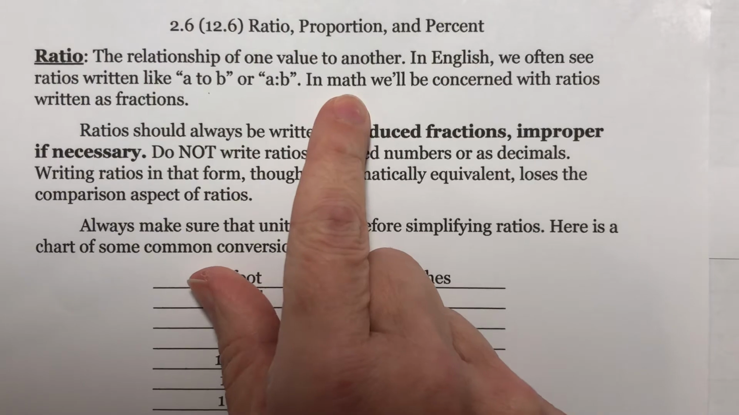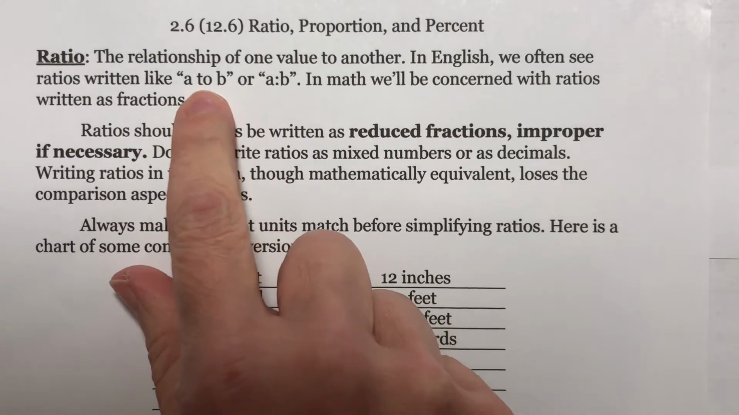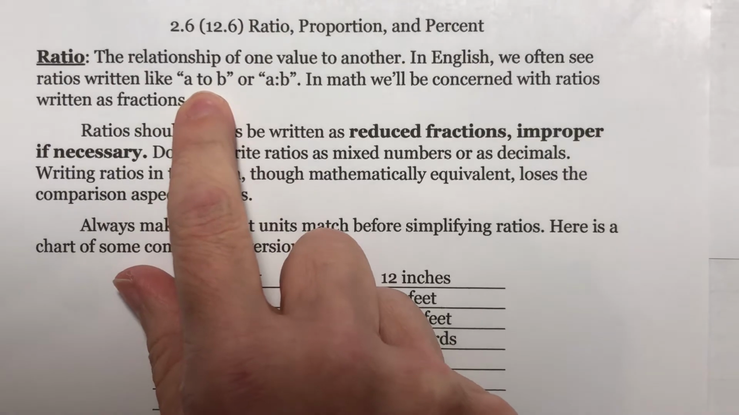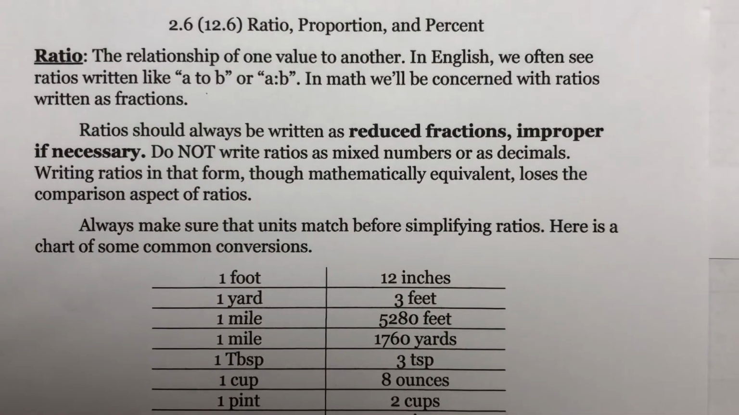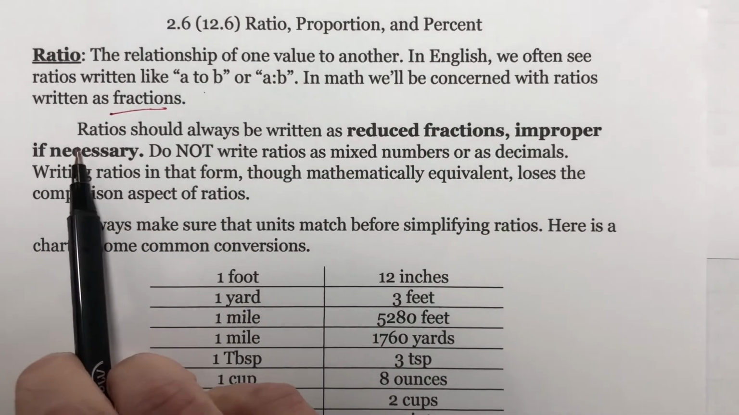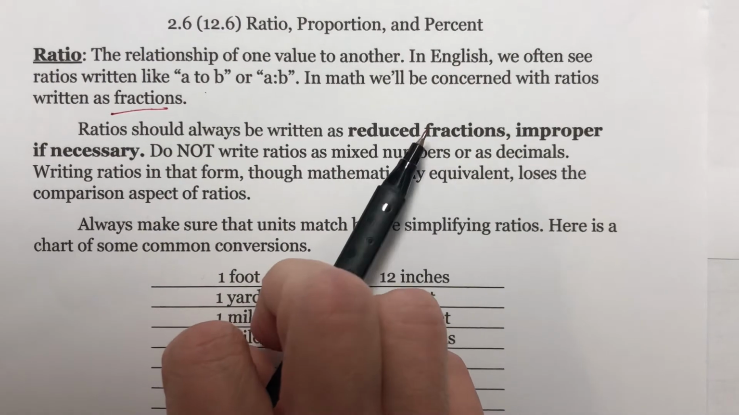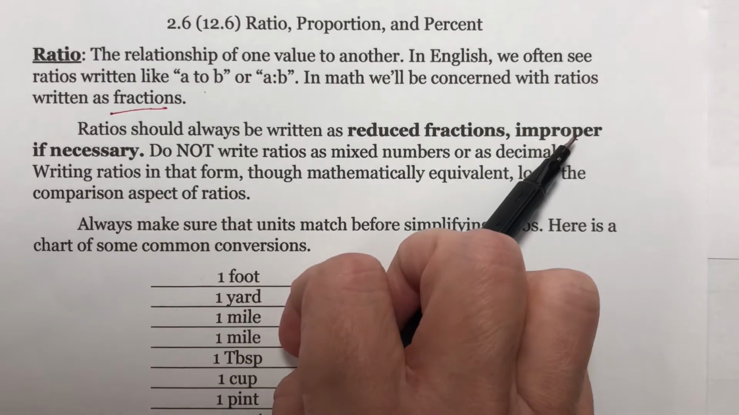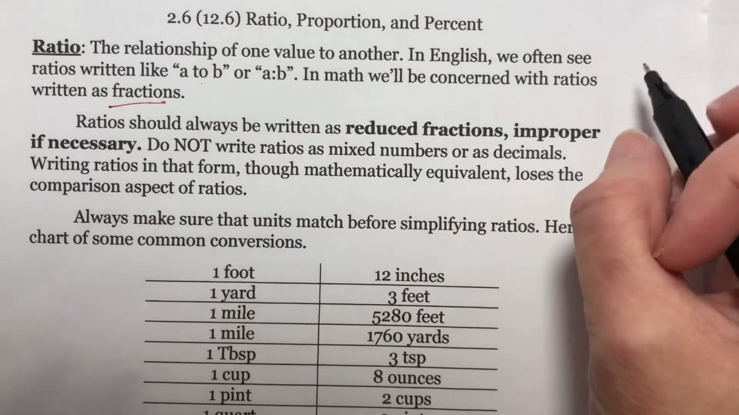In math, we'll be concerned with ratios written as fractions. We do not ever write our answers as A to B or A colon B. It's always going to be a fraction, okay? And more than that, ratios should always be written as reduced fractions. We don't leave them if they're not in lowest terms. They should be written as improper fractions. Do not write a mixed number.